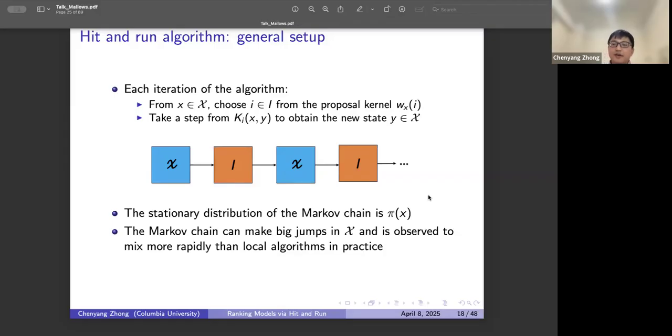And as has been observed a lot in practice, this kind of hit and run Markov chain, since we alternate between x and i, can typically make big jumps in the original space X, because we have already taken i and then go to another y. It will typically make y and x very different, and it has been observed to mix much more rapidly than local algorithms such as Metropolis-Hastings algorithms empirically. However, establishing mixing time guarantees for this kind of general version of hit and run algorithm still remains a challenge.